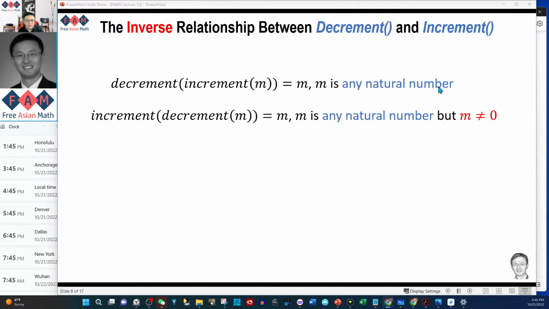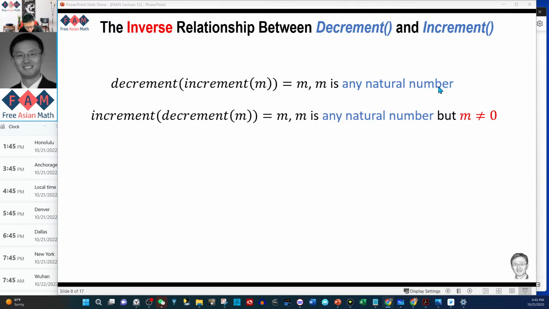If you increment a natural number, then decrement the result, you will go back to where you began with, right? You first do increment, then on top of that do a decrement, it will be back to that very number. This is obvious and can be easily proven.